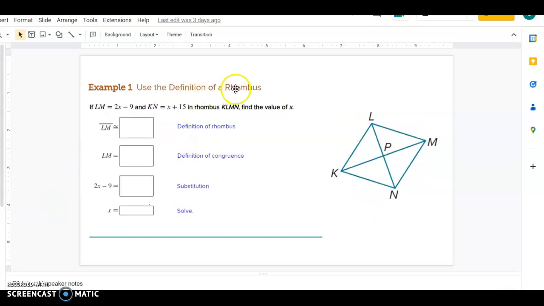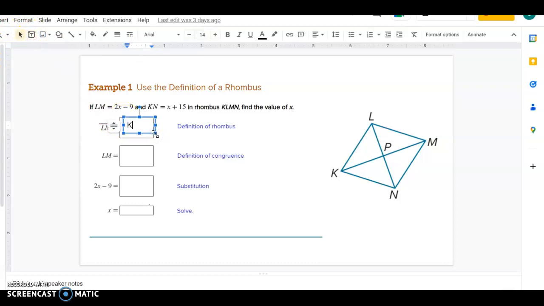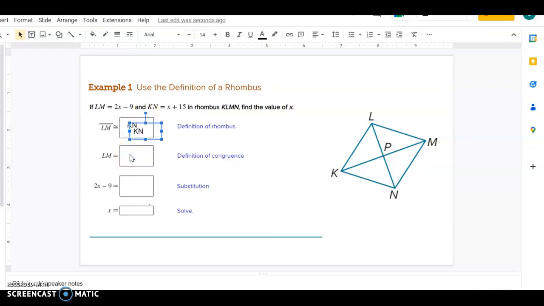So example 1, use the definition of a rhombus. If LM equals 2x minus 9 and KN equals x plus 15, in rhombus KLMN, find the value of x. So LM is equal to KN. So that's what we're going to plug in over here. And same thing, just the definition of congruence tells me that they're equal to each other.